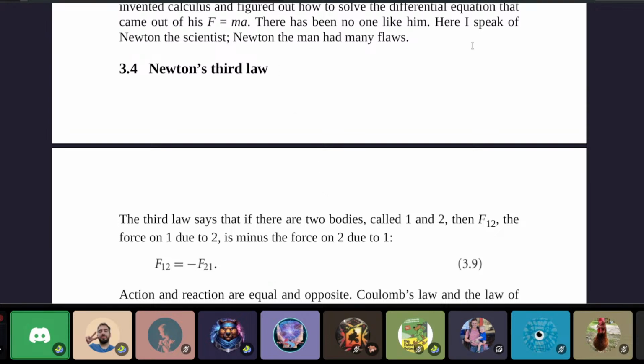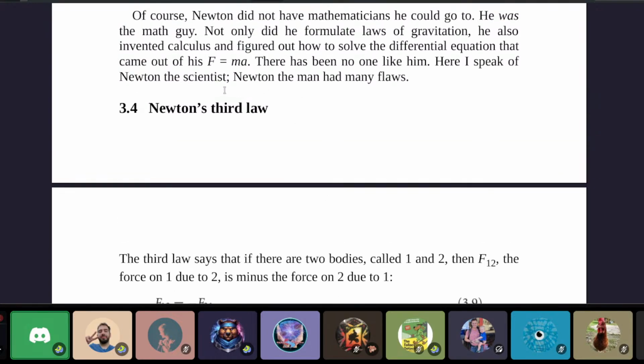So continuing on the Newton accolades, we'll finish up. There has been no one like him. I speak of Newton the scientist. Newton the man had many flaws. Oh, was he a funny, a funny ending.